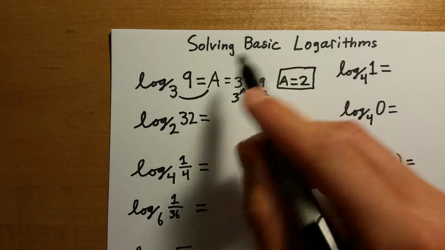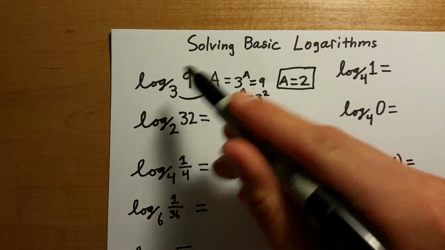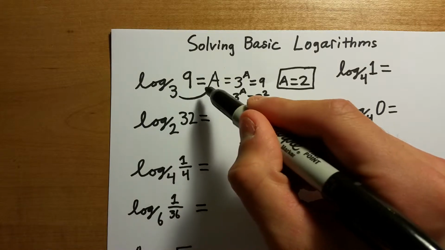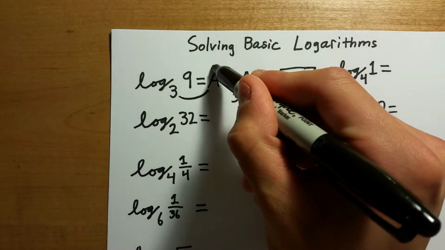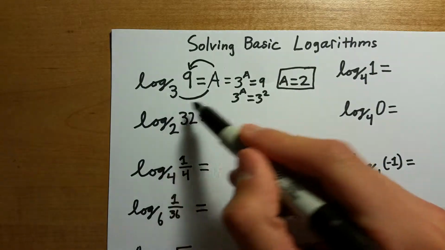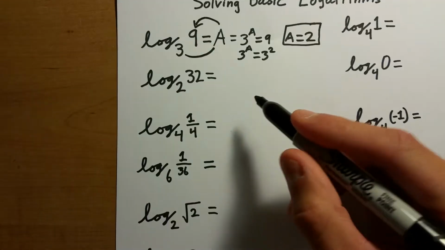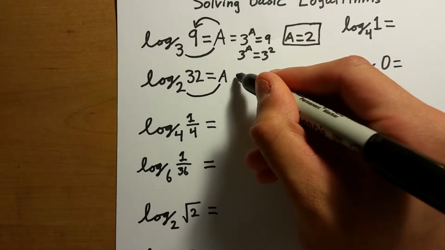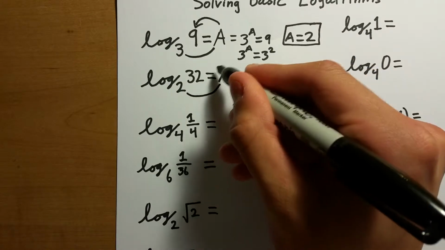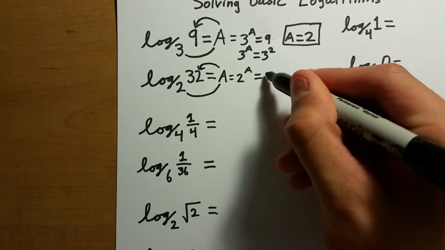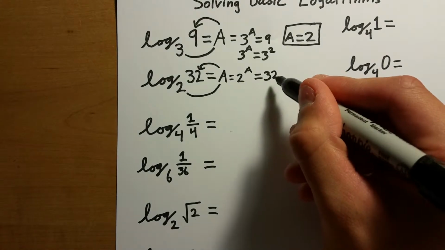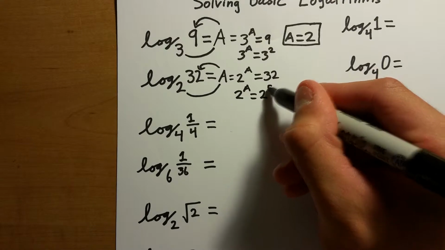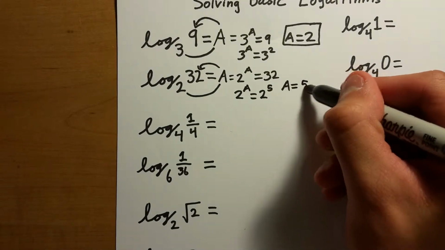Then you can use this little application to rewrite all these equations. You can always think about it in a clockwise direction. This can come back to here, so 3 to the power of a will equal 9. Let's try it on this one. Equal to answer, 2 to the power of a will equal 32. If we change the base to 2, it's going to be 2^a equals 2^5, and your answer is going to be 5.